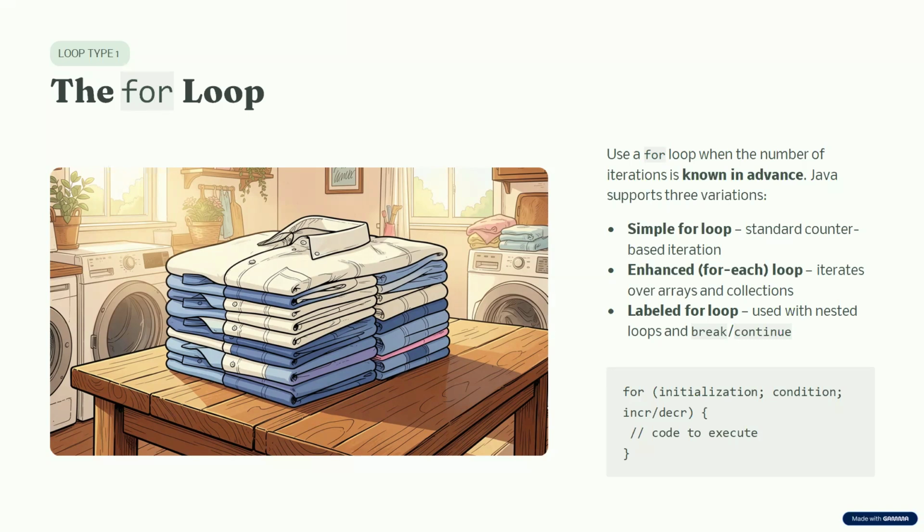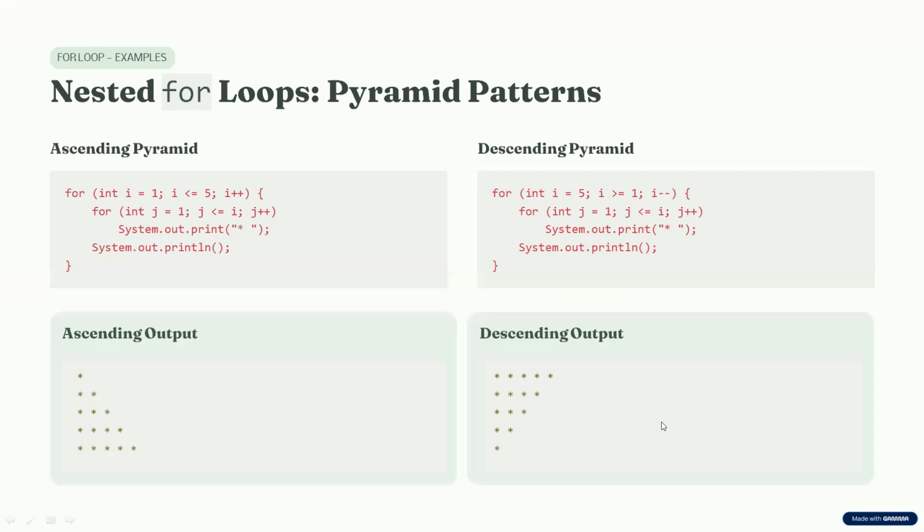Below, we can see the syntax of using a for loop. The first part is initialization, the initial value for the variable. That variable is used in the condition. If the condition is true, then the body of code will be executed. Then the value will be incremented or decremented based on your requirements. Here are some examples to print pyramid patterns in ascending and descending output.